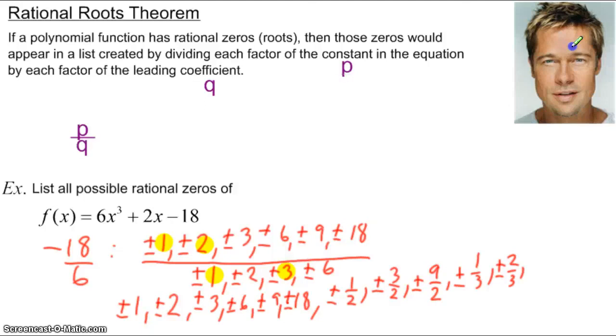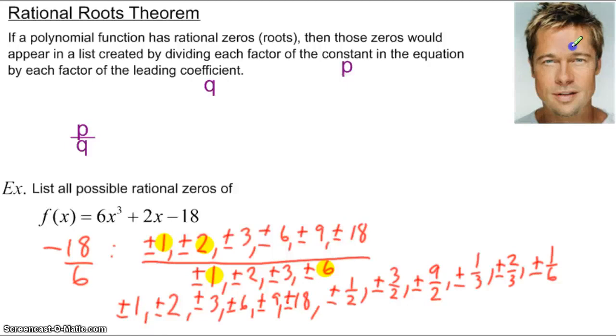Now, the last number I have in the denominator that I need to make fractions with is the 6. So I've got positive and negative 1 divided by 6 is positive and negative 1/6. Well, 2 divided by 6 is 1/3. I see that in the list. 3 divided by 6 is 1/2, already in there. 6 divided by 6, 1, done that. 9 divided by 6 is 3 halves. It's in there. And 18 divided by 6 is 3. That's already in the list.